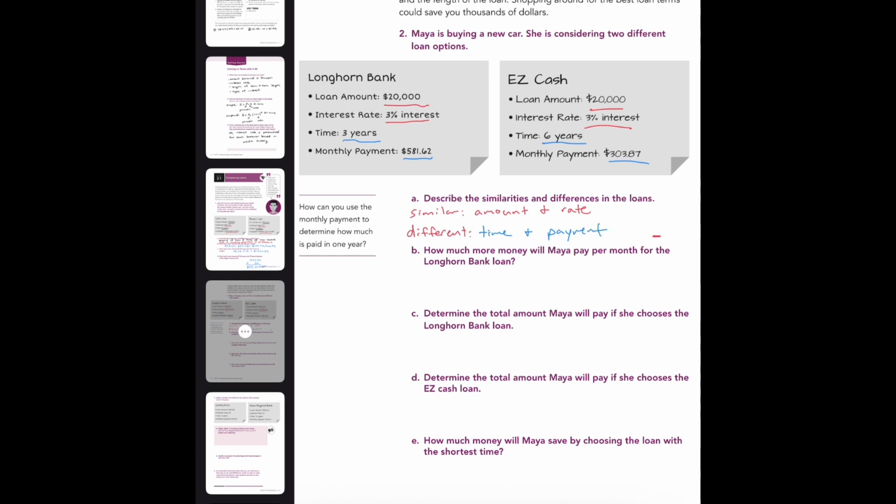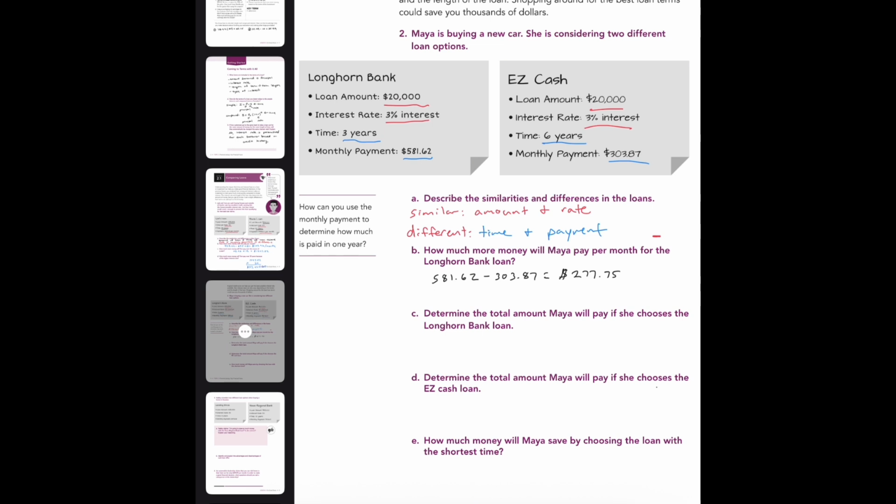Okay, so how much more will Maya pay per month for the Longhorn Bank loan? So per month, we see the two monthly payments there. So if we just subtract 581.62 minus the 303.87, we're going to find a difference per month of $277.75. Okay, but keep in mind, that's for 3 years for the Longhorn Bank. She's going to continue paying 6 years, an extra 3 years for Easy Cash.